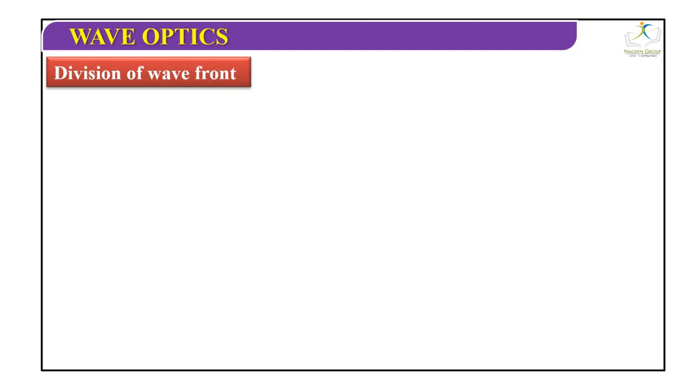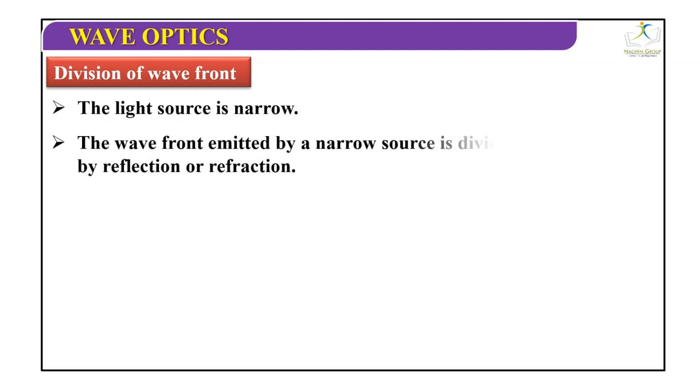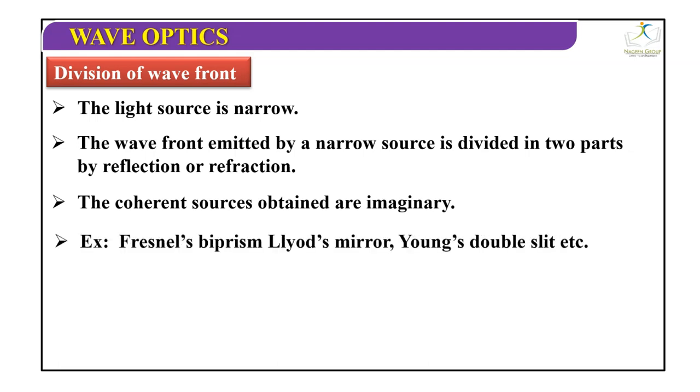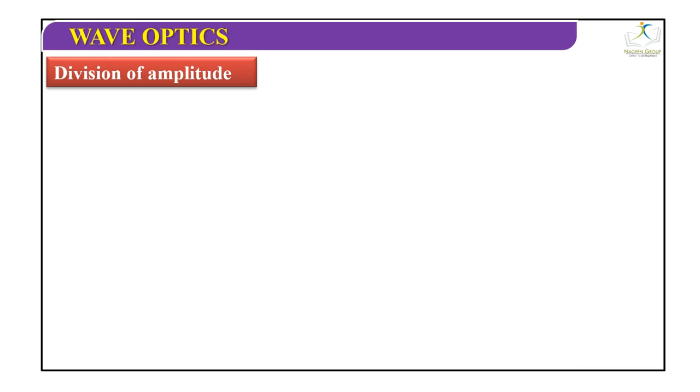Division of wavefront. If I'm talking about division of wavefront, what is this, students? The light source must be narrow, the first condition. The wavefront emitted by the narrow source is divided into two parts by reflection or refraction. The coherent sources obtained are imaginary, for example Fresnel biprism, Lloyd's mirror, Young's double slit, etc.